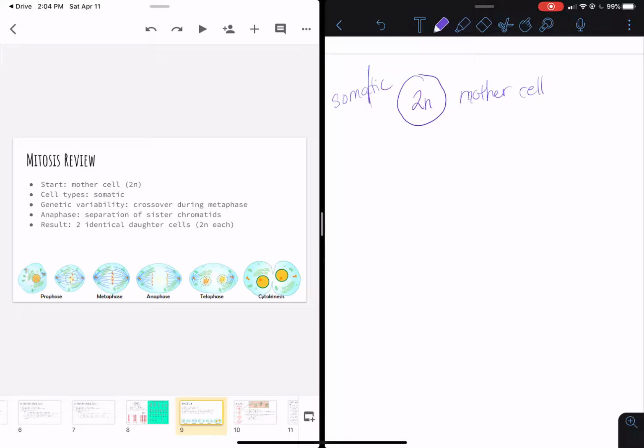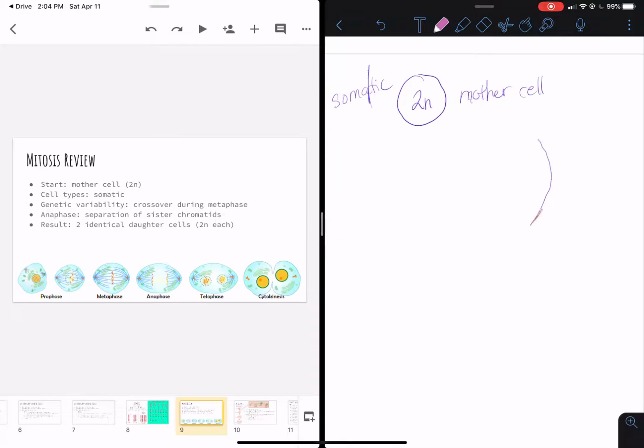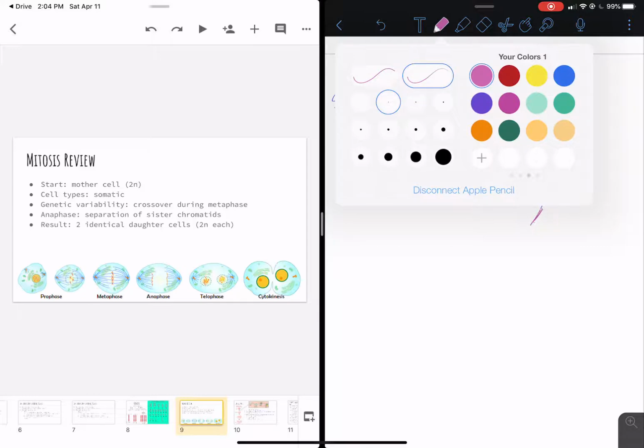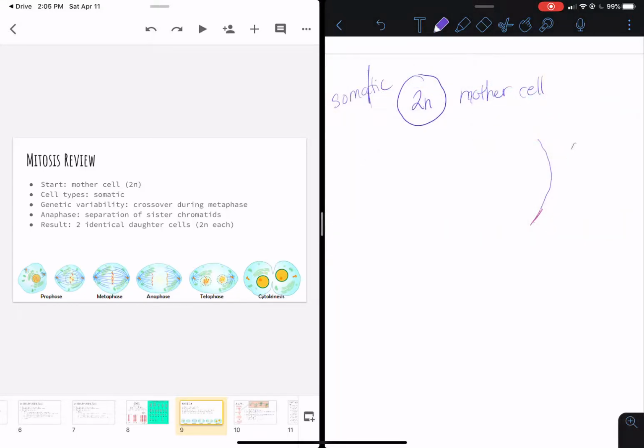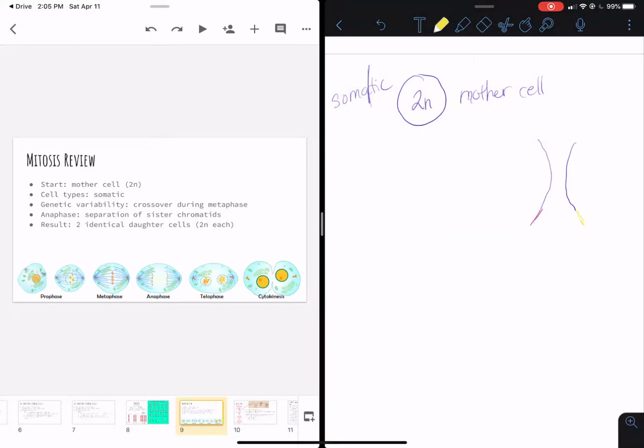And if you remember with crossing over, that's where we have one chromosome. Let me do different colors. One chromosome, and maybe it has this pink end here. And then we have the other chromosome that I should draw in the same color. So it's like this. And maybe it has like a yellow end over here. And during metaphase, maybe these two spots switch.